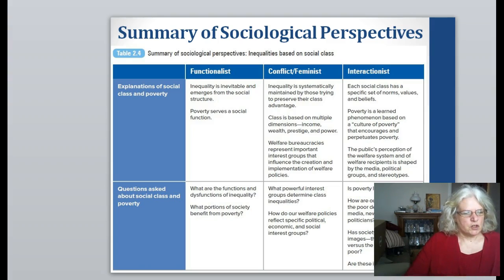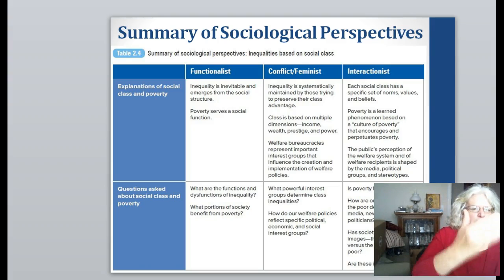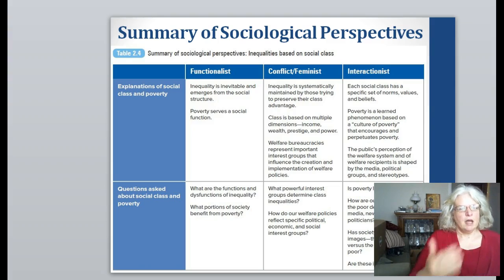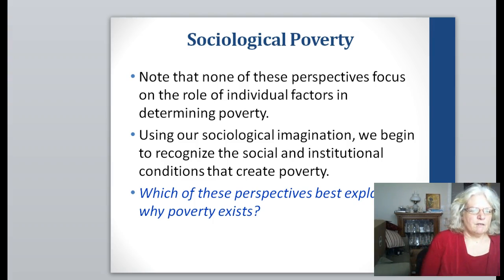They're important for us to look at, to examine the question at a deeper level. Remember, functionalist is a macro theory and conflict is a macro theory, and then the micro theory looks at those norms and the culture of poverty. So, what's this all got to do with social problems? Well, the sociology of poverty is a pretty strong piece. Note that these perceptions focus on the role of individual factors in determining our poverty, right? And with our sociological imagination, we begin to look at the social institutions and how they create poverty.